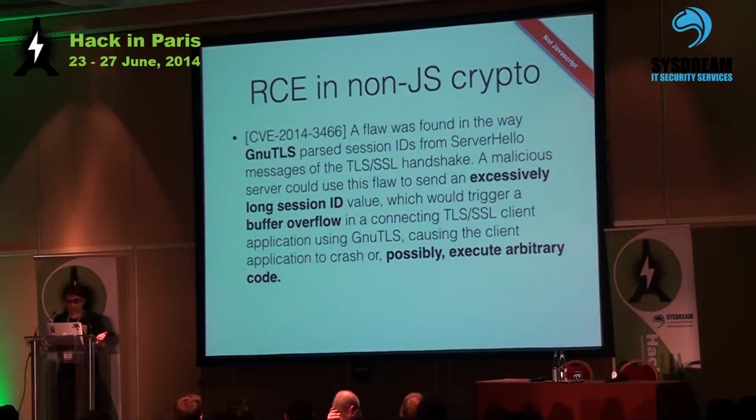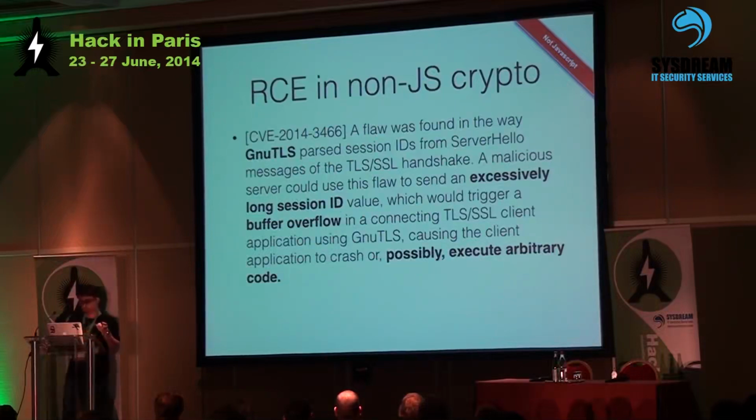Again, RCE is not unique to JavaScript or web crypto. RCE vulnerabilities are still present. They are pretty rare, I agree, but they are still present in current native, widely trusted applications. Like, for example, GNU-TLS. You could pwn the client of GNU-TLS, but like server could pwn the client by triggering a buffer overflow. And this is also a vulnerability from this year.